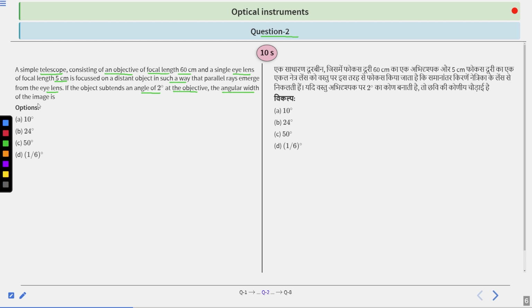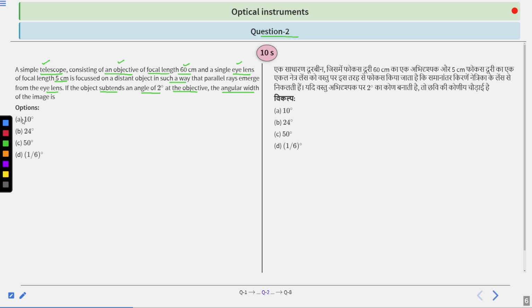of the image. So we know a simple telescope has two lenses. The first lens is the objective lens and the second lens we know as the eye lens. Clear? And in this question, it is given that the objective lens has a focal length of 60 centimeter and the eye lens has a focal length of 5 centimeter. Clear? And parallel rays emerge from the eye lens. And the angle subtended at the objective is 2 degree. Clear?